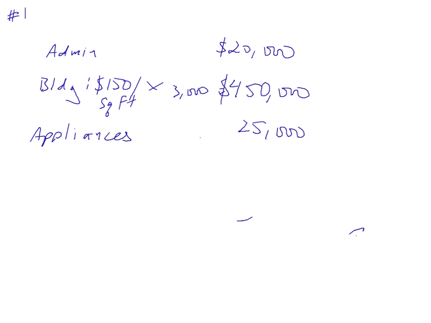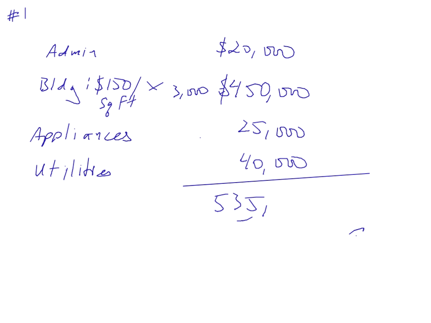And then utilities. It says that the land does not have utilities already, so you're going to have to add it, and it tells us that utilities is going to cost $40,000. So you add all that up, 20 plus 450 plus 25 plus 40, and you get $535,000. So that's your answer to question number 1. Fairly straightforward, I would say. And again, this is an example of an engineering estimate.